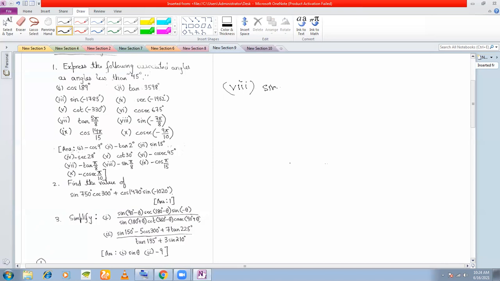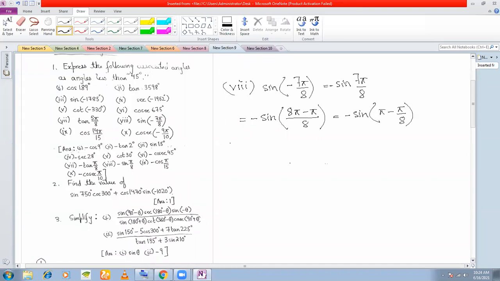Sine of minus 7 pi by 8. You take the negative sign out first. Minus sine 7 pi by 8. Again, you try to write the numerator in terms of the denominator, that is as 8 pi minus pi. Right. Now you separate to get pi minus pi by 8, which can be written as minus sine of 2 into pi by 2 minus pi by 8.